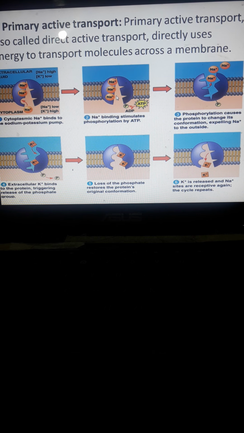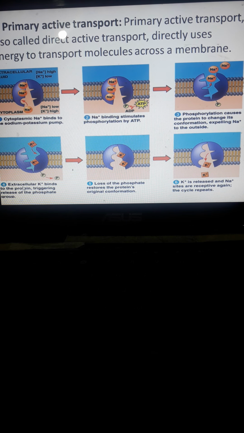Number 2, sodium binding stimulates the phosphorylation process. ATP is converted to ADP, or adenosine triphosphate to adenosine diphosphate. So one phosphate group is being utilized during the binding of sodium, and phosphorylation causes the protein to change its conformation or shape, opening the channel, expelling sodium to the outside from the intracellular environment of the cells.